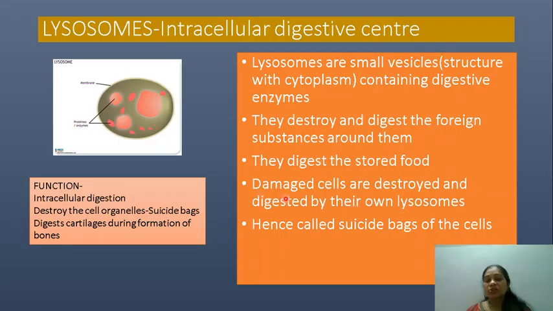So if the lysosomes are present in the cell, they will destroy and eat up all the dead cells and destroy them forever. Hence they are known as the suicide bags of the cell, because they are present in the cell and they are eating part of the cell only. That is why they are known as suicide bags of the cell.